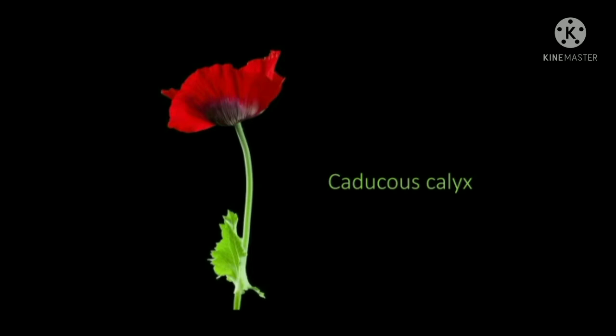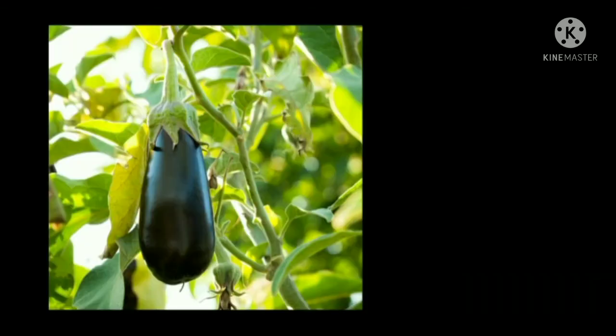The second type is a deciduous calyx, and it is seen in mustard. In this type, the sepals fall off together with the petals. The third one is a persistent type, and in this type, the sepals never fall off, but remain with the fruit, and it is seen in brinjal. The fourth and last type is the accrescent calyx, and in this type, the sepals are not just persistent, but also continue to grow as a jacket around the fruit.